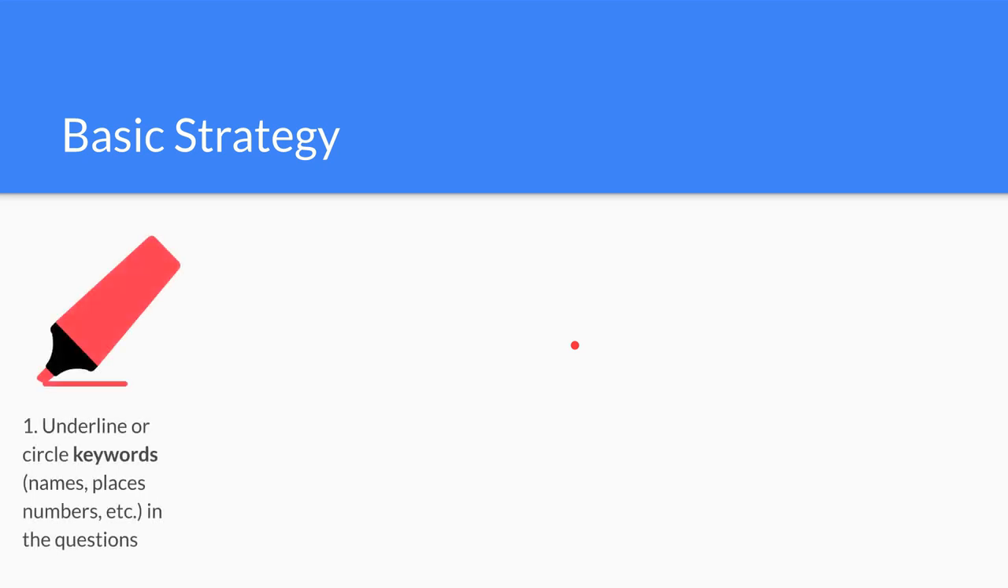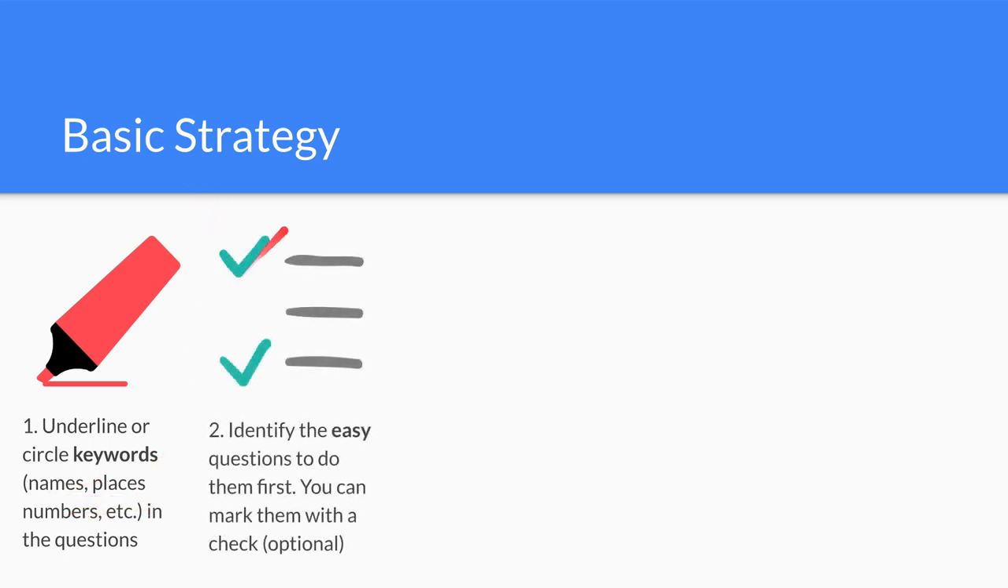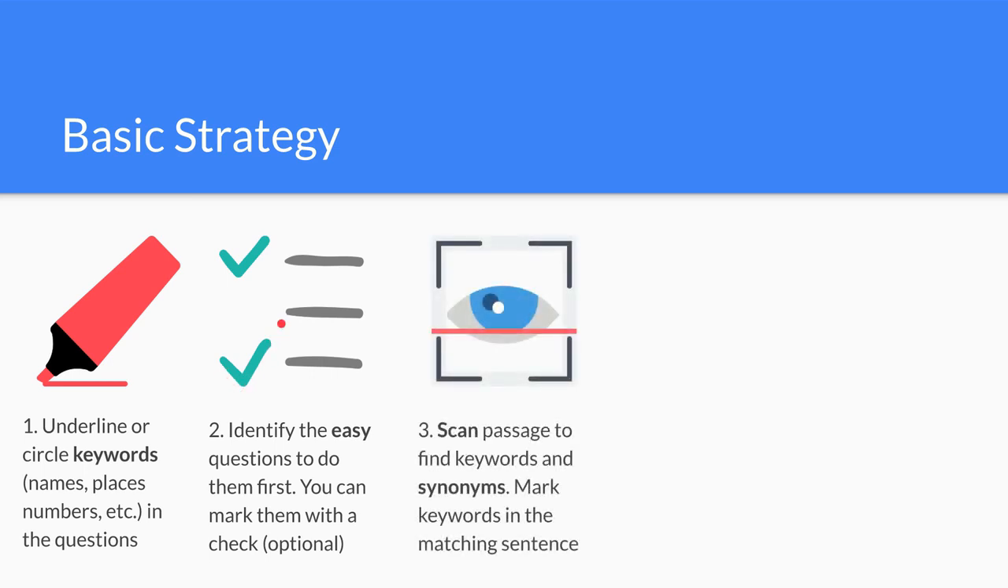Now let's go over the basic strategy. Our basic strategy is pretty much the same as what you have seen for some of the other question types, so let's run through it really quickly. So the first thing you're going to do is you're going to mark the keywords. Keywords are names, places, numbers, etc. Next, you can put a check mark next to the easy questions so you know which ones to do first. After that, you have to look for these keywords. You have to look for the keywords for the easy questions in the reading passage, and you have to scan the passage to find the keywords or the synonyms for those keywords.